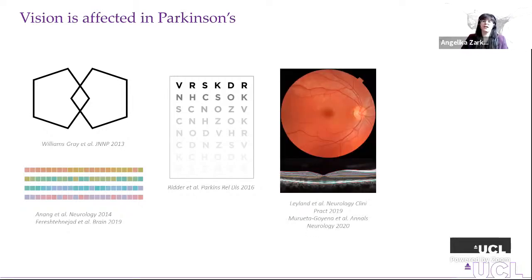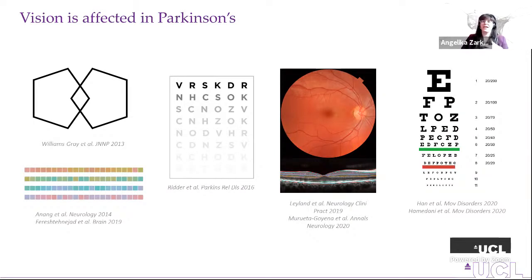And more recently, work from several groups, including our group here at UCL, has shown that there is also thinning in the back of the eyes in people with Parkinson's disease, in a specific layer, actually. And this again is correlated with worse outcomes, including the development of dementia.